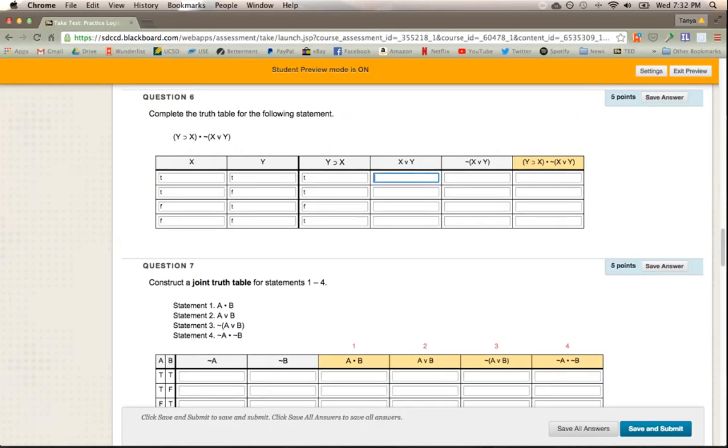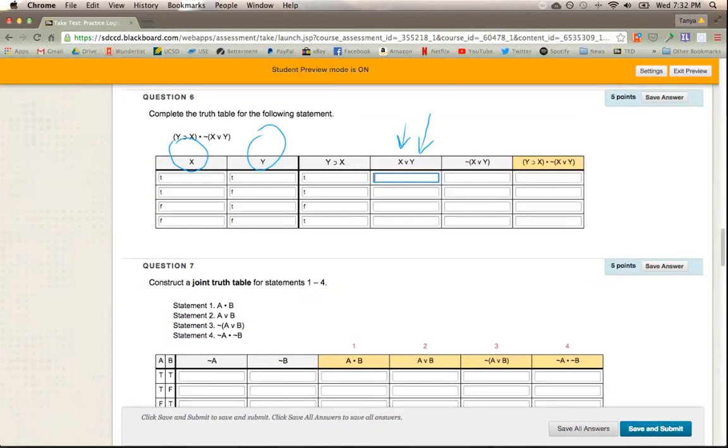Okay, X or Y. This is a disjunction. A disjunction is a special case. It's only false in one situation, and that is when both of the disjuncts, both parts, are false. So let's look at, what are we looking at? We're looking at the columns for X and Y. Those are the parts.